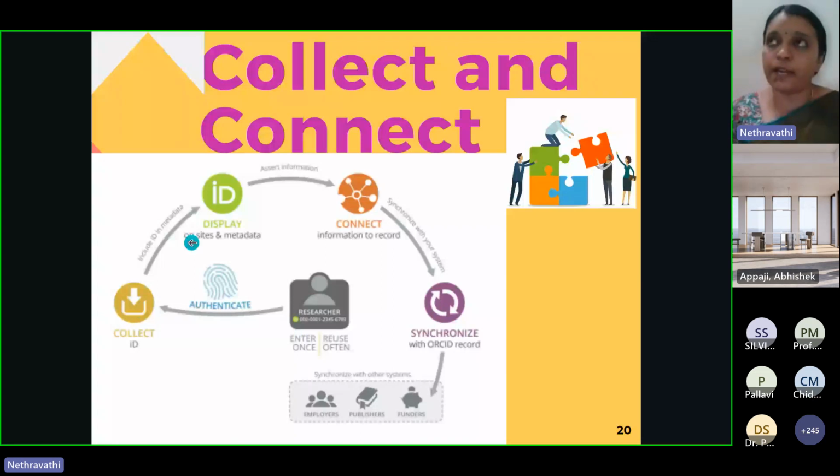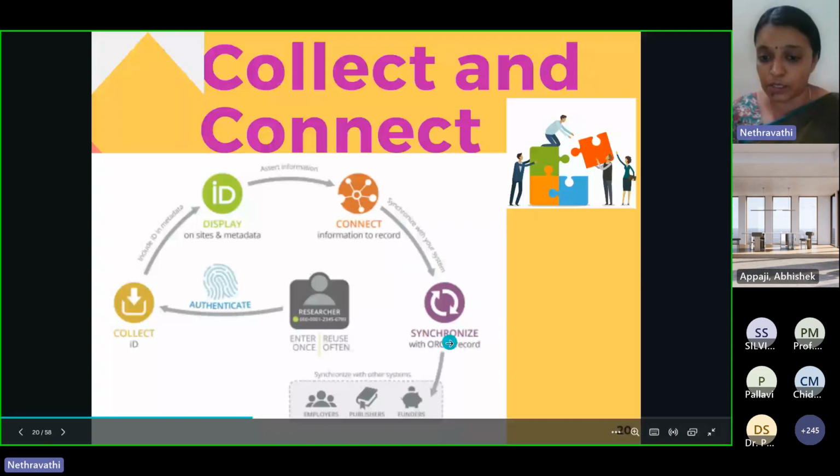If you had noticed in the first day presentation, Dr. Prafulla showed the paper with the ORCID ID, right? Under the name, in the author's column, it showed the author ID. So that's what this means. It displays on sites and metadata, and once it displays, it will connect to other journals or other funders, and then it will synchronize with the other records.